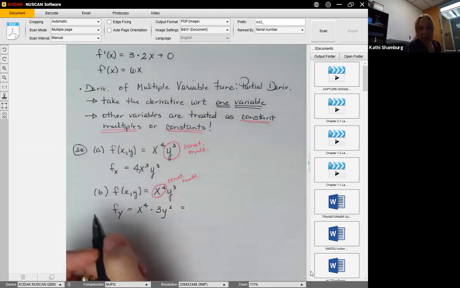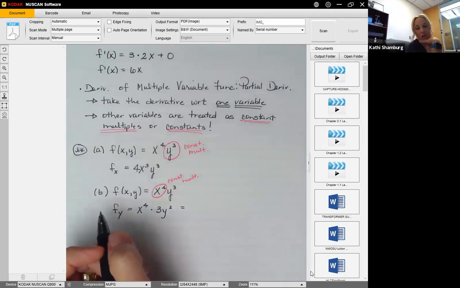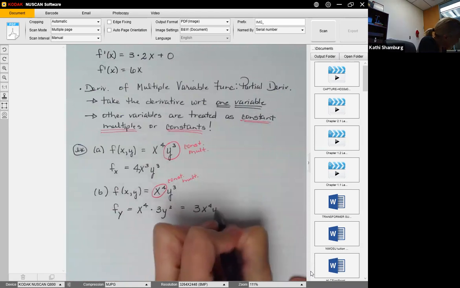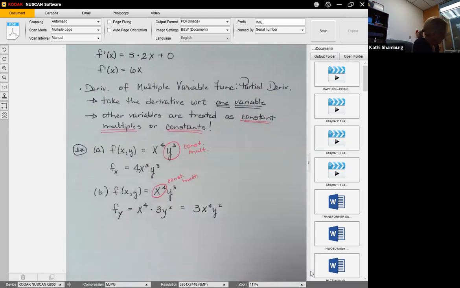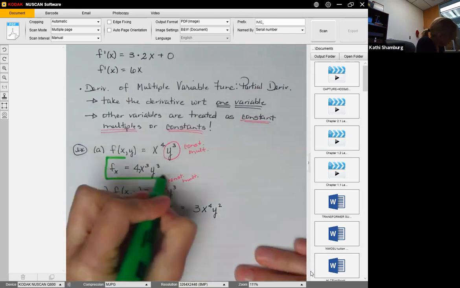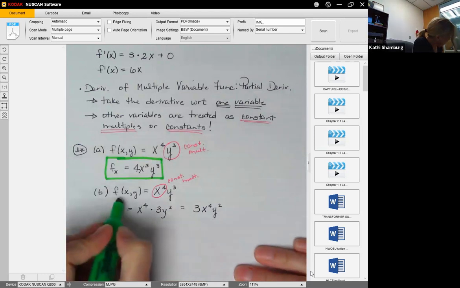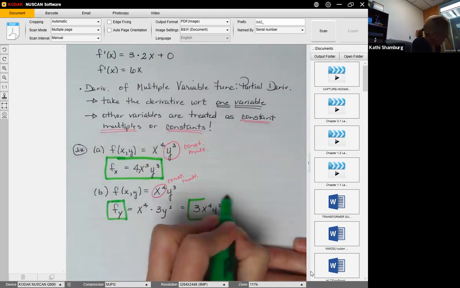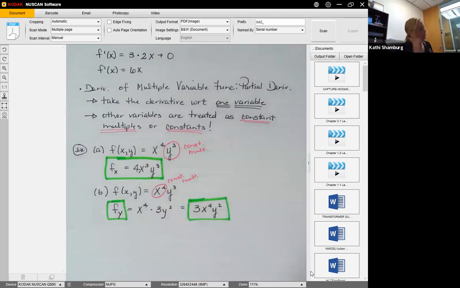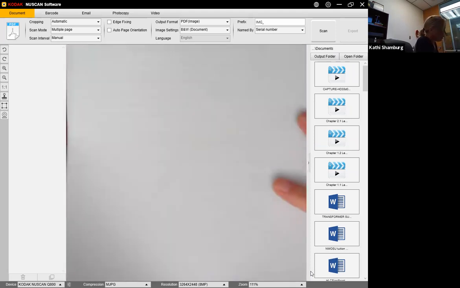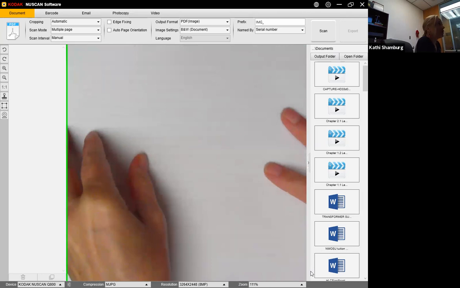And then, of course, I'm going to clean it up a little bit because we always put the numerical value in front. So I would rewrite this as 3x to the fourth y squared. So here is the function, the first derivative with respect to x, and then the first derivative with respect to y is this right here. Now, I always start out with a pretty simple example. So we've got to look at other scenarios that can occur with a little bit more difficult functions involved.